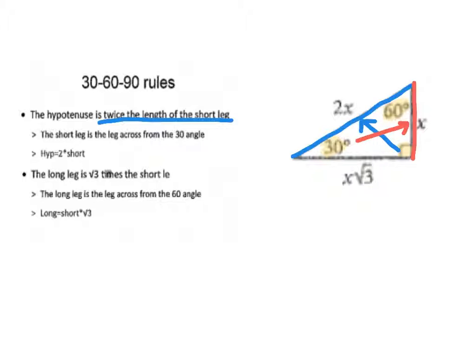The long leg is the square root of 3 times the short leg. So the long leg here is the square root of 3 times the short leg, and that's always across from the 60-degree angle. So this is the long leg. This is the short leg.